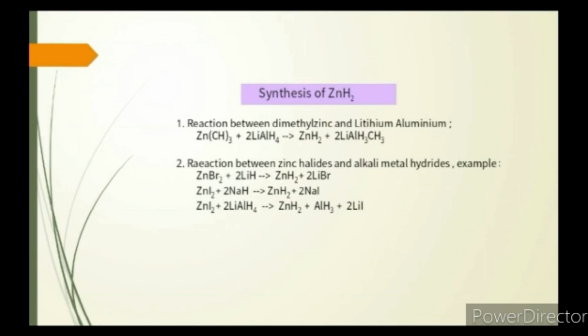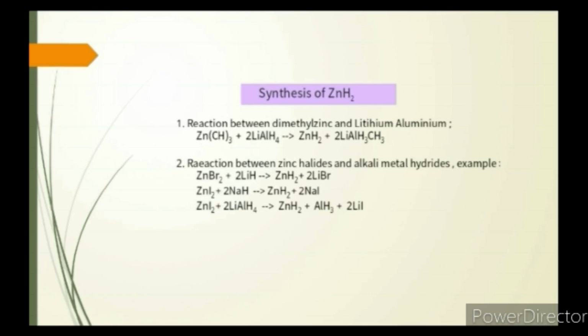Zinc 2 hydride was first synthesized in 1947 by Hermann Schlesinger via a reaction between dimethyl zinc and lithium aluminum hydride. This process will produce zinc hydride. The second synthesis is a salt metathesis reaction between zinc halide and alkali metal hydride.